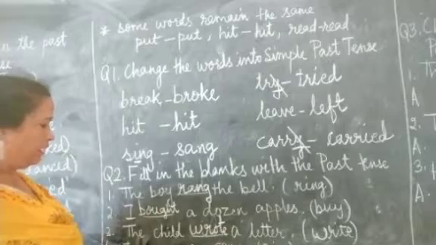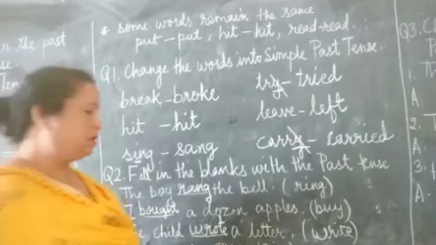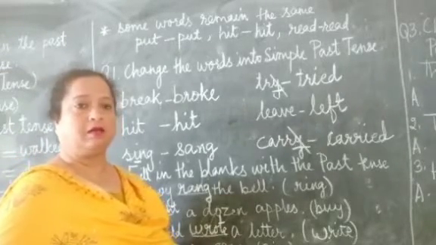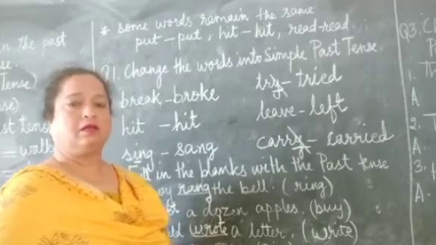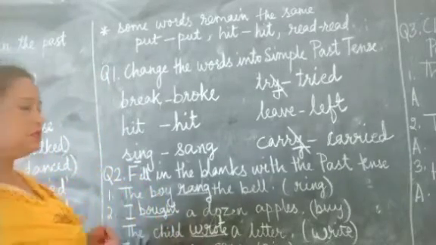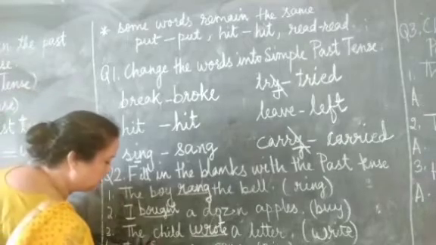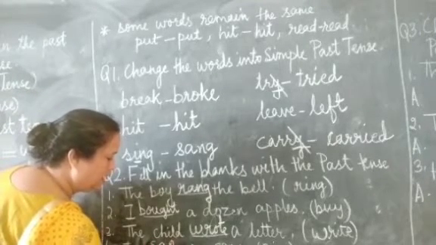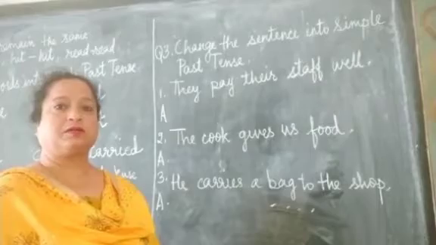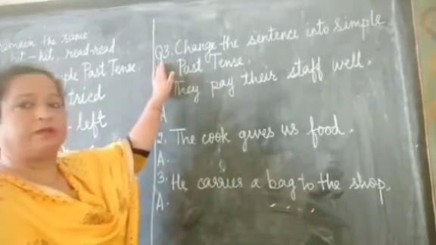Next I have I dash a song. In the bracket we have the word sing. So what is the past tense of sing? The past tense of sing is sang. So I sang a song. S-A-N-G. Now children, let us look at the third question that we have.